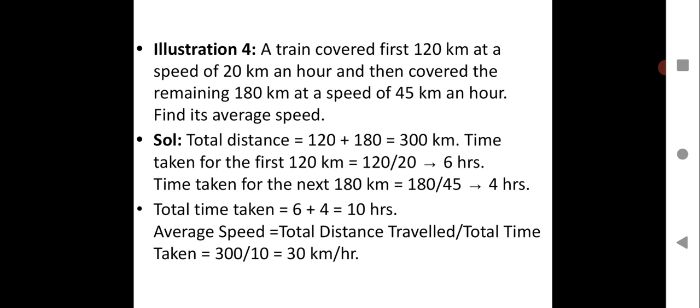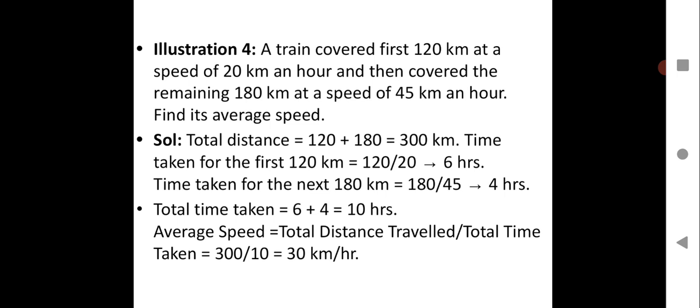Time taken for the first part: for the first 120 kilometer distance, the time will be 120 upon 20. Why? Because here you have a train covered first 120 kilometer at a speed of 20 kilometer an hour. That means it is taking 20 kilometer an hour. So you just need to divide 120 by 20, because you know speed is equal to distance upon time.